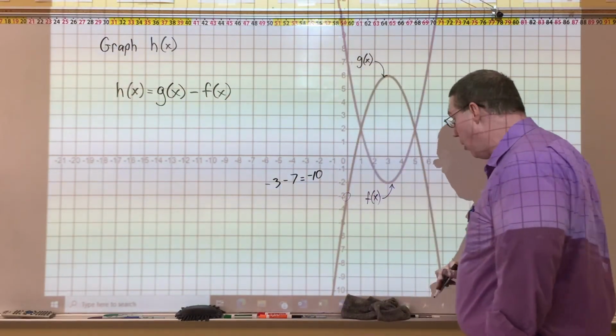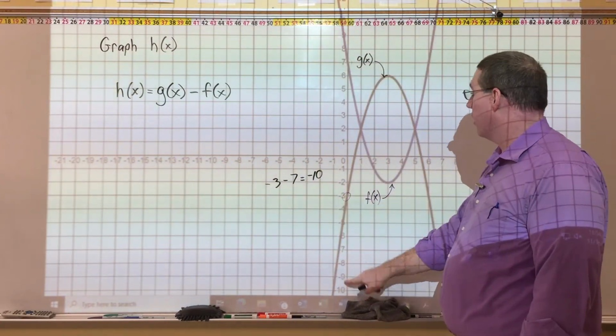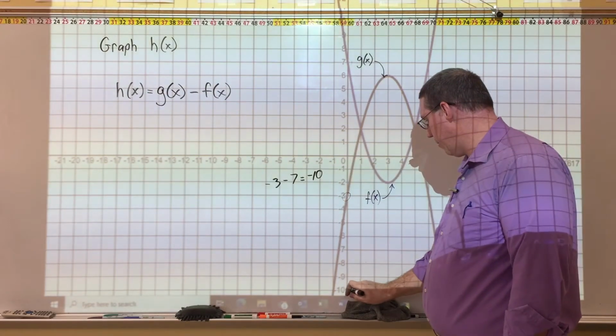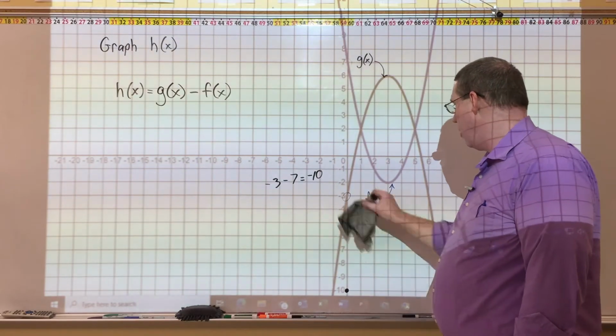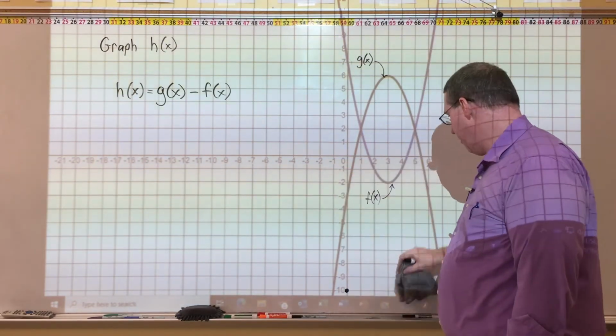Yeah, we're not even going to be able to plot. Oh, yeah, we can. Here it is, -10 is right down here. Okay, so we can go from 0, we can go down to -10 and plot a point right there. Okay, 0 and -10. All right. Now let's move on to +1.